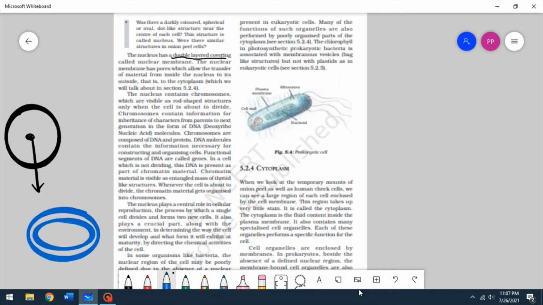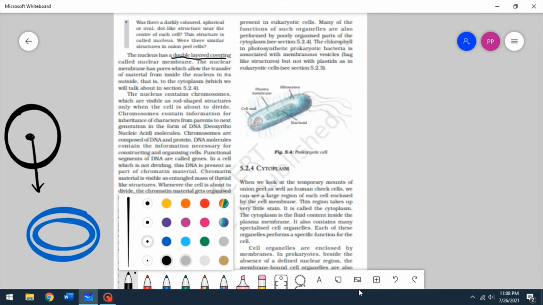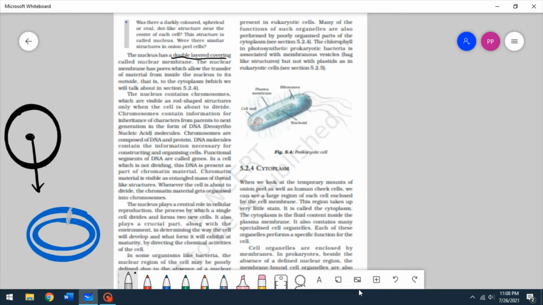Okay, so in that there are a few pores. So one clever thing that I think would be, is to shade it like so. So these are the pores in between the nuclear membranes. Just assume these are pores and not random lines.